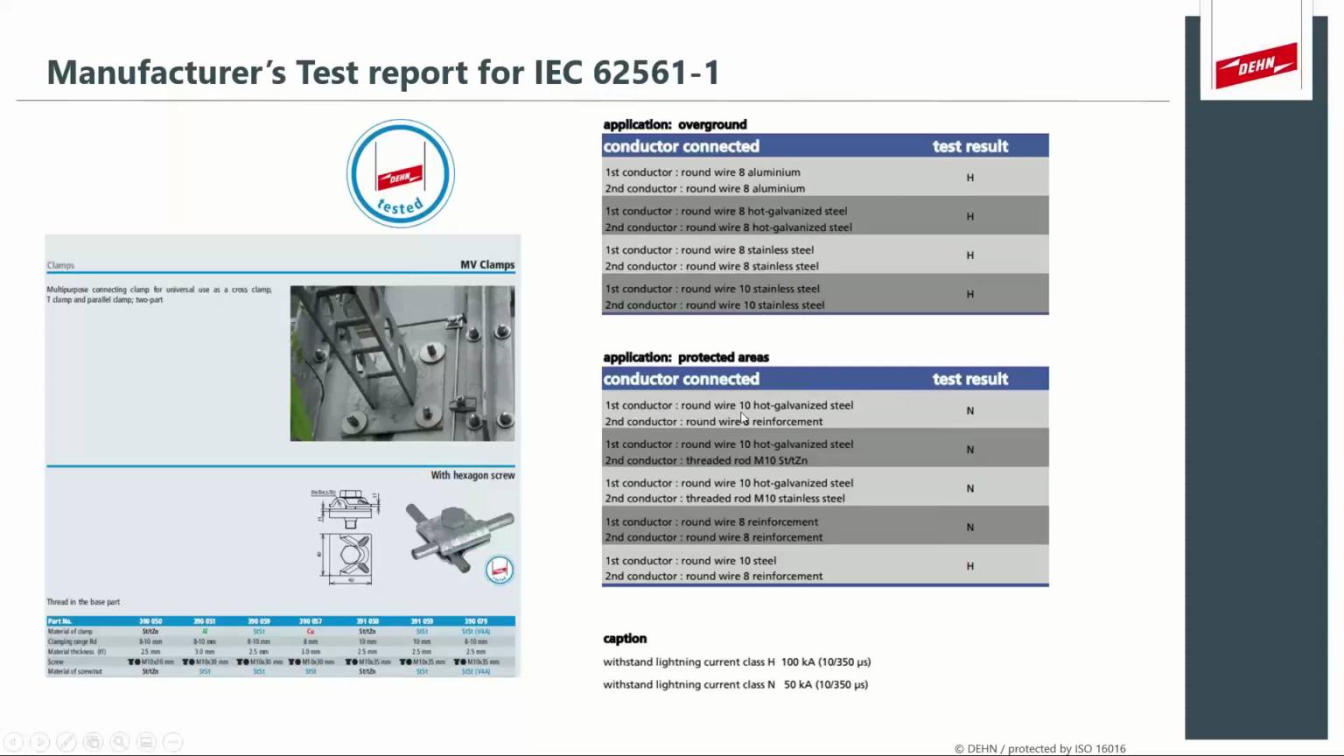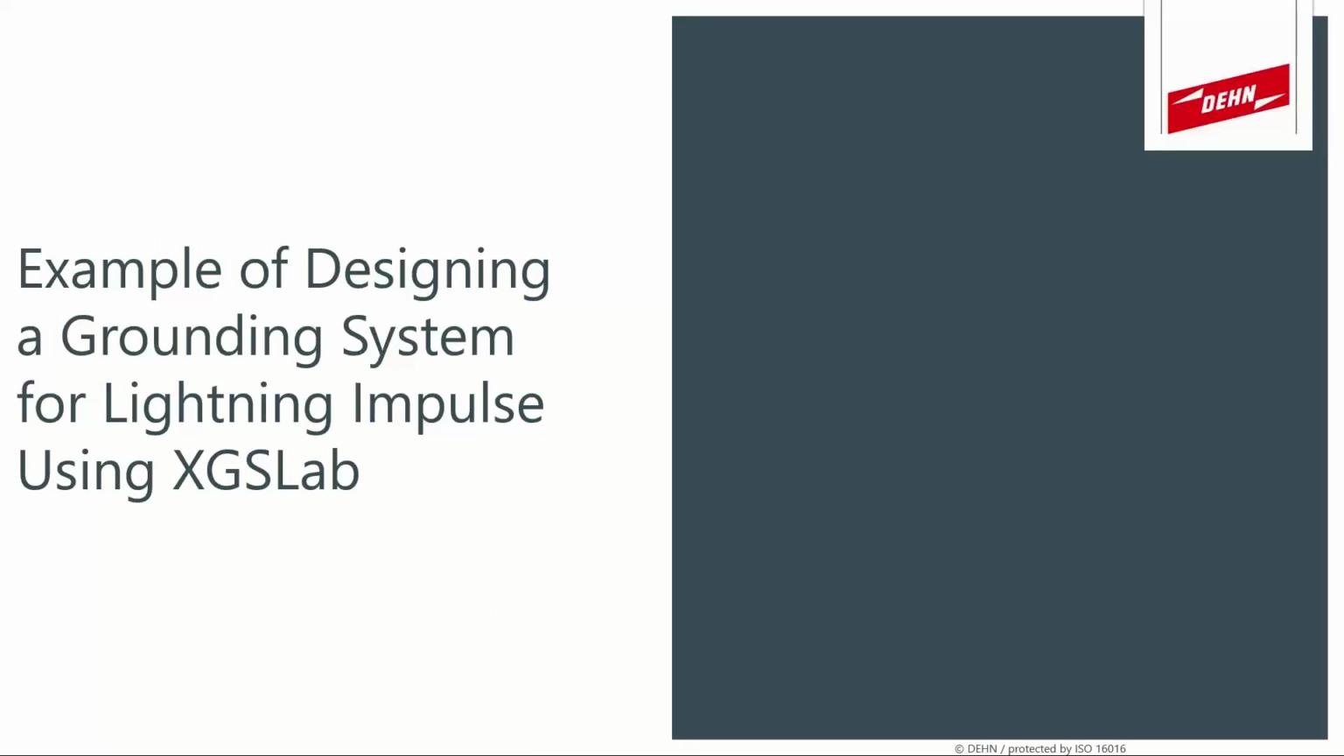If we had to connect a 10mm diameter galvanized steel conductor to an 8mm reinforcement conductor, it will only be able to carry 50. So these are things that you have to take into account when you do the lightning simulations using software. So in XGS Lab, we can actually see the current distribution through the system when we do these lightning injections, and actually make sure that the components would not be overstressed and that there's not excessive lightning currents flowing in parts of the system that might have smaller clamps or weaker clamps, for example.